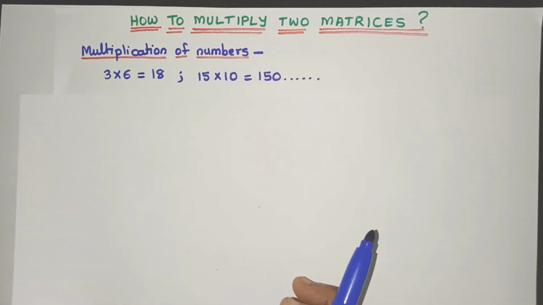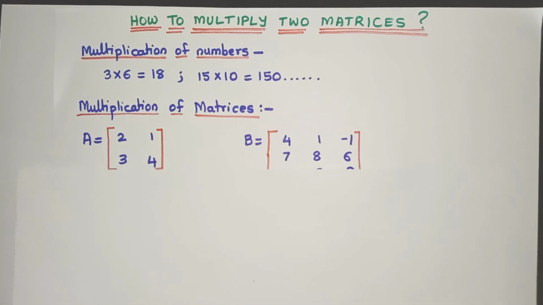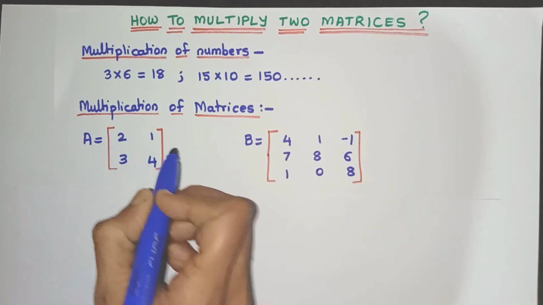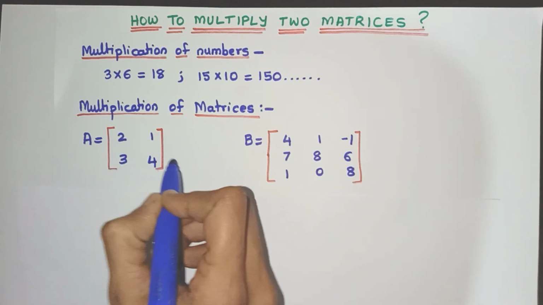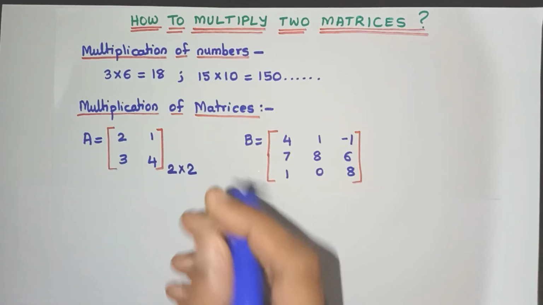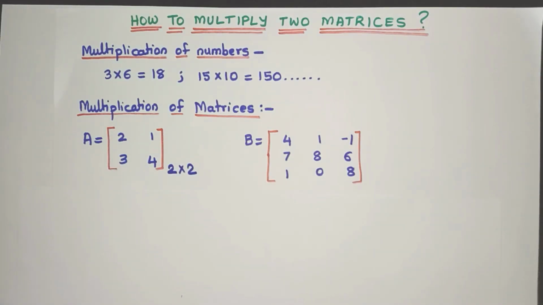Let's take a case. Suppose I have two matrices A and B. Let's first find out what the orders of these matrices are. So friends, as you know, the horizontal numbers are rows. So there are two rows here. And how many columns? Yes, there are two columns here. So the order of this matrix is 2 by 2.